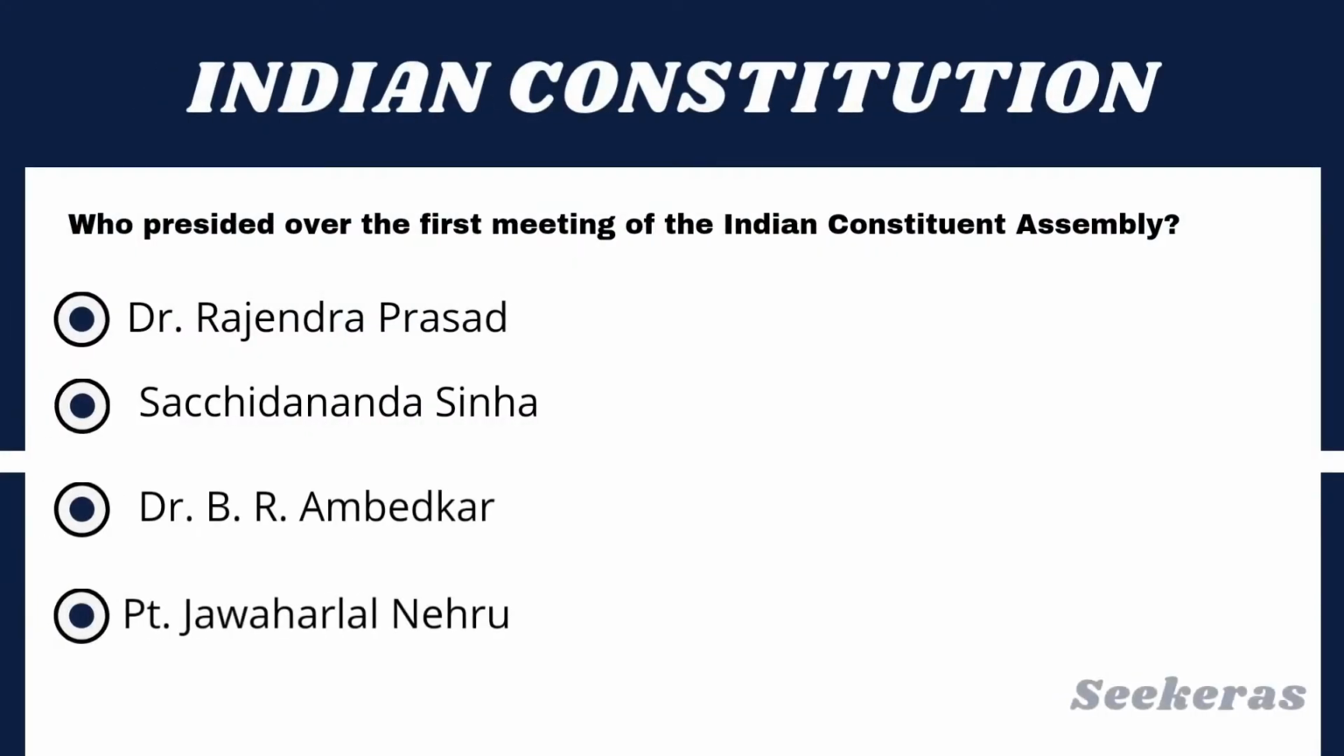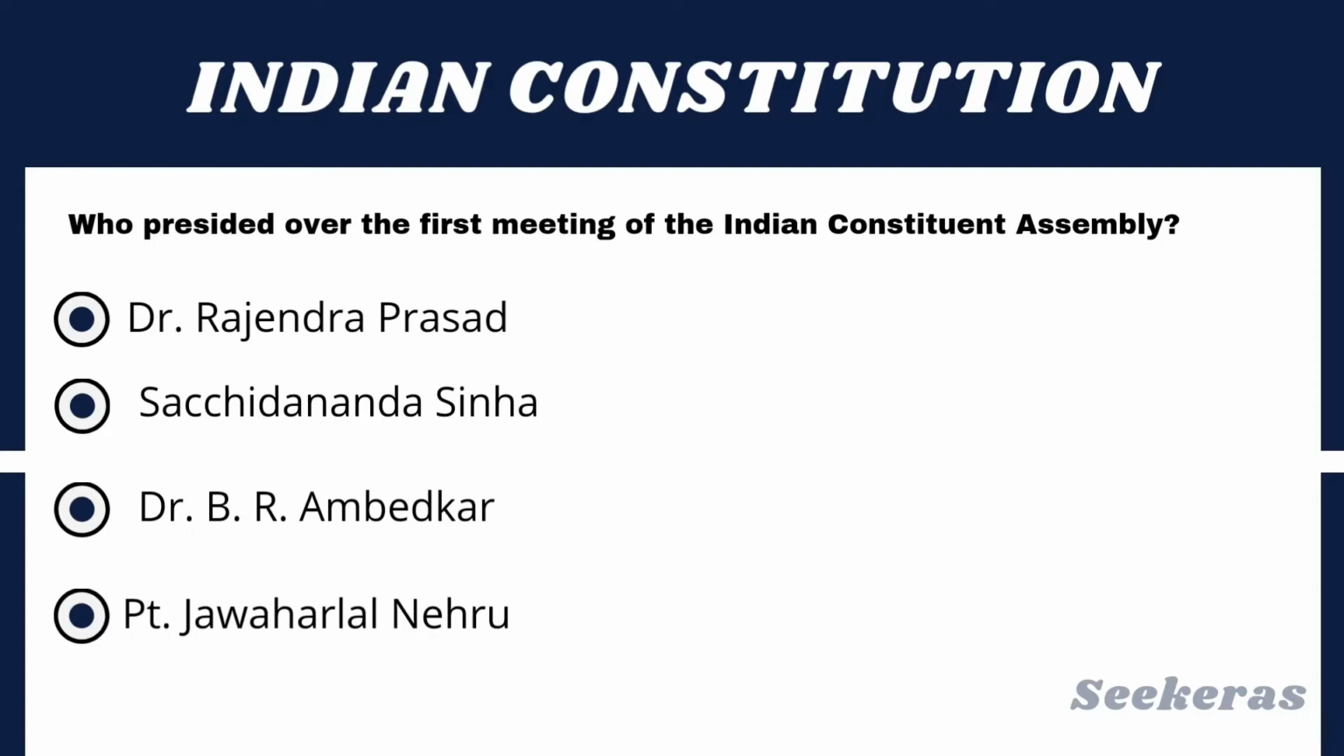Who presided over the first meeting of the Indian Constituent Assembly? Option A, Dr. Rajendra Prasad. Option B, Dr. Sacchidananda Sinha. Option C, Dr. B.R. Ambedkar. Or Option D, Pandit Jawaharlal Nehru.